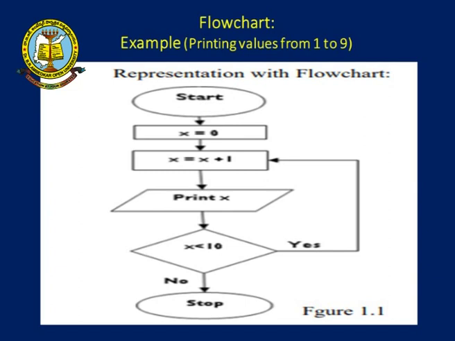Again it will come to the diamond. Is 10 less than 10? No. So the decision it said is no. Then it will come out of that flow chart. It will represent stop. This is how the flow chart will work.